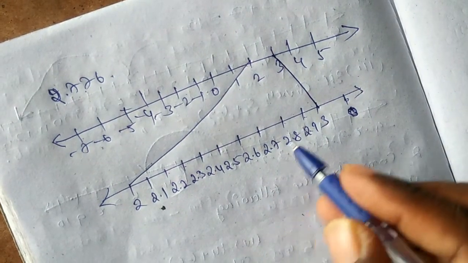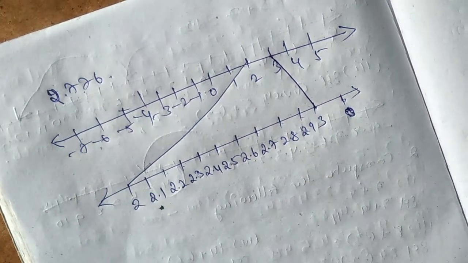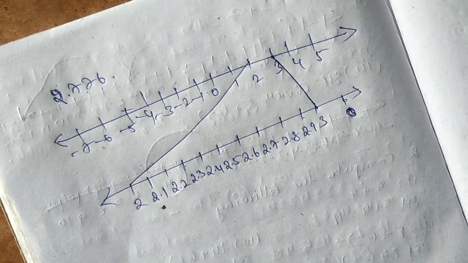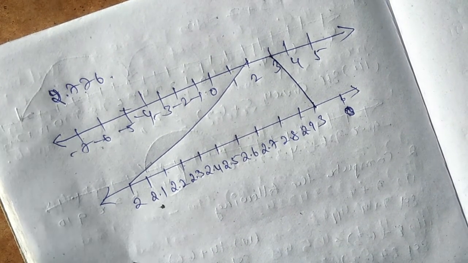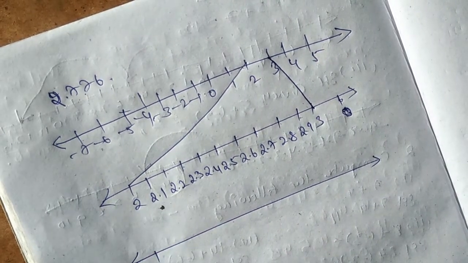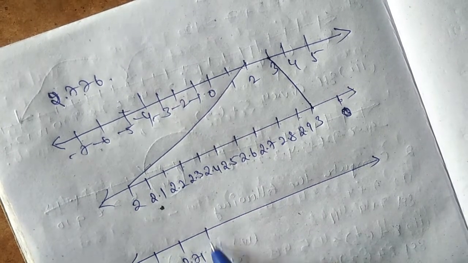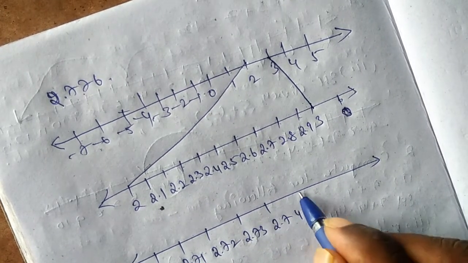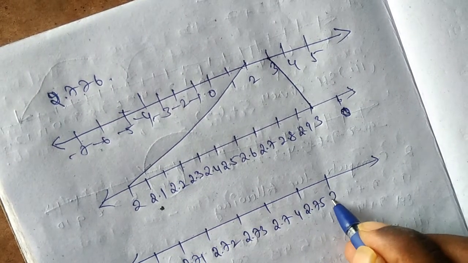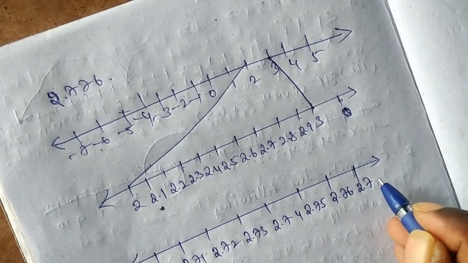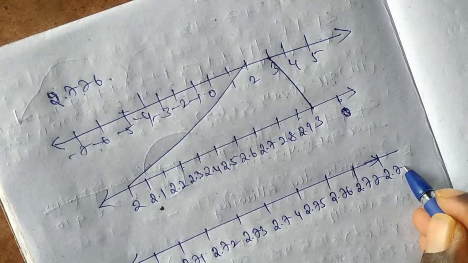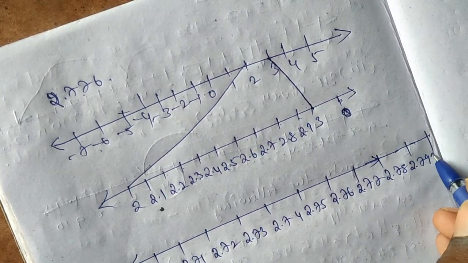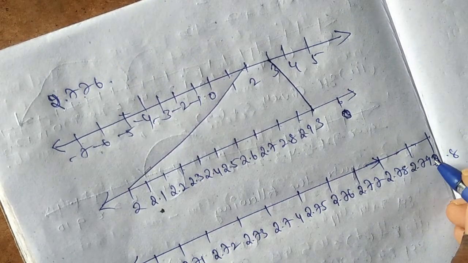Next, 2.776 lies between 2.7 and 2.8. So now I am taking 2.7 to 2.8, and it is also divided into 10 equal parts: first 2.7, then 2.71, 2.72, 2.73, 2.74, 2.75, 2.76, 2.77, 2.78, then 2.79, and the last one is 2.8.